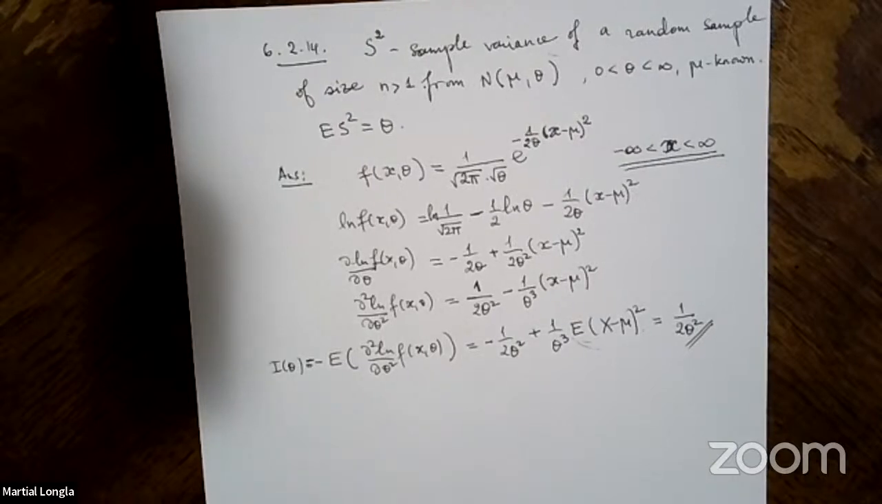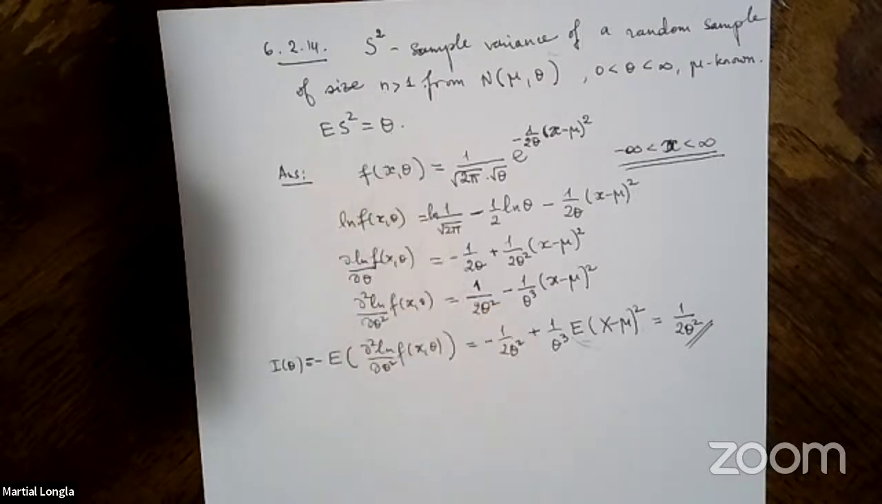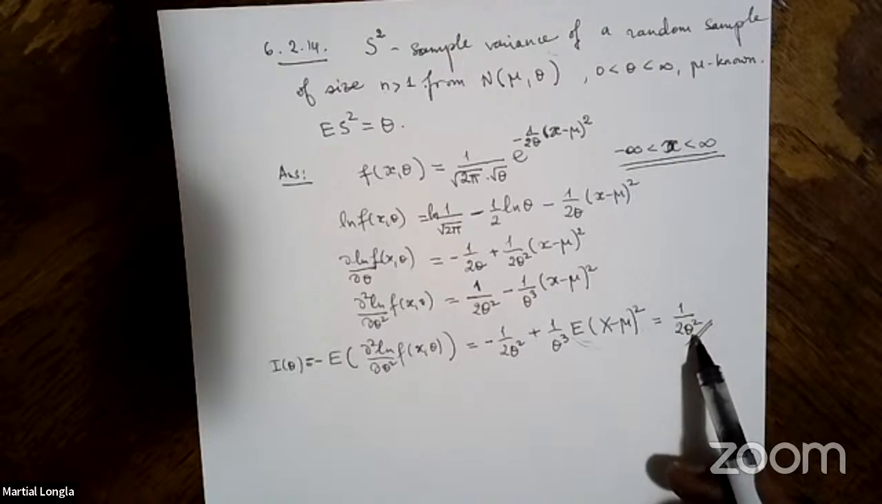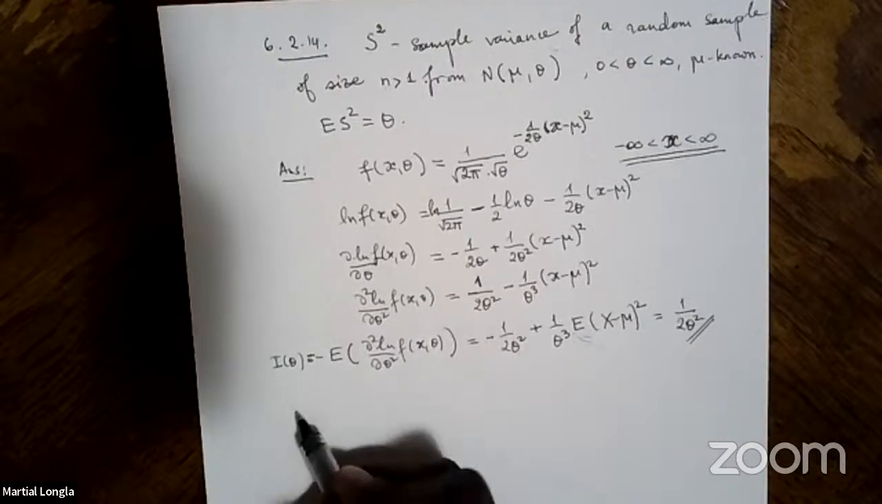And the expected value, what is it again? Mu. The expected value of S squared is theta. So in this case, that K of theta again is theta, right? Yeah. So the asymptotic efficiency in this case would be 1 over this thing, which is just 2 theta squared.